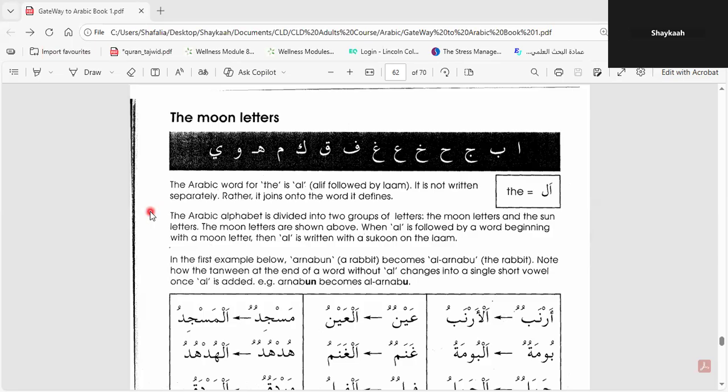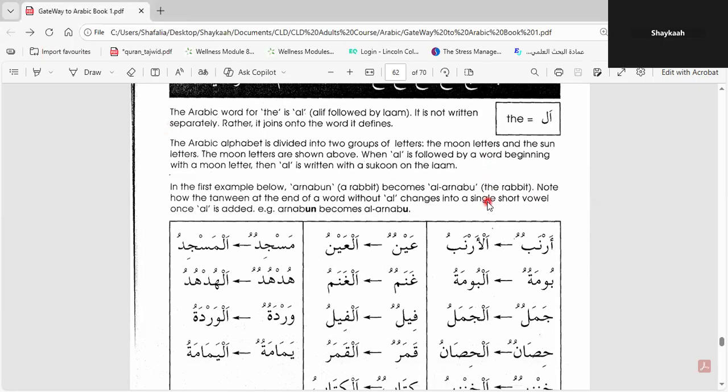Today, inshallah, we're going to go through moon letters. The moon letters are the ones that you can see on your screen here. These are the moon letters. So it starts with alif, ba. It's not the entire alphabet, but it does include some of those letters that we see in the Arabic alphabet.